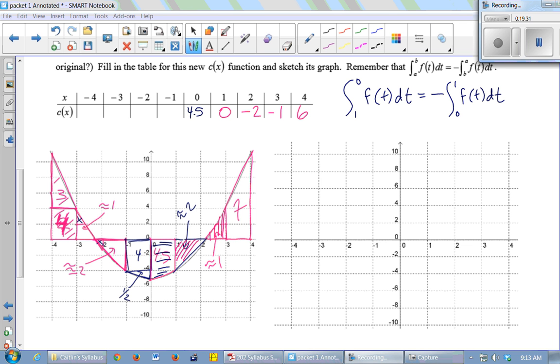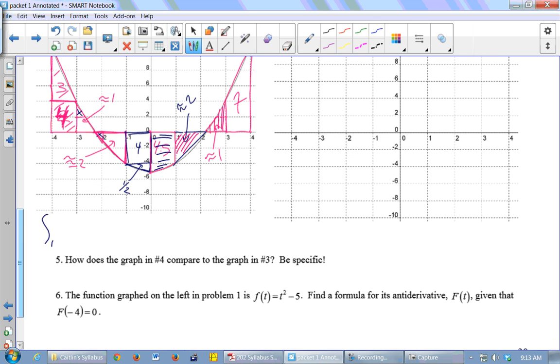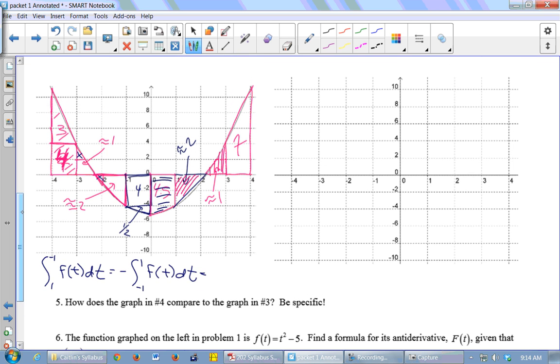All right, and then to do the integral from 1 to negative 1, that's negative the integral from negative 1 to 1. So I'm going to find the area from negative 1 to 1. So I've got negative 4.5 and negative 4.5, which makes negative 9, but then I take the negative and I get positive 9.